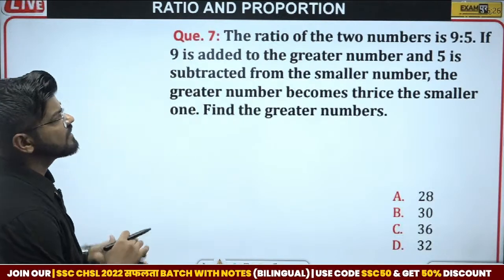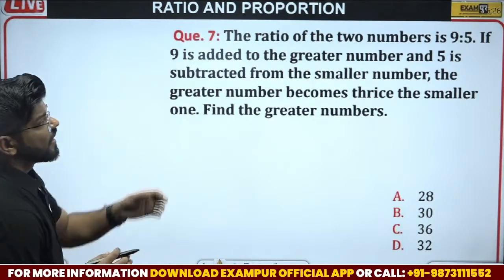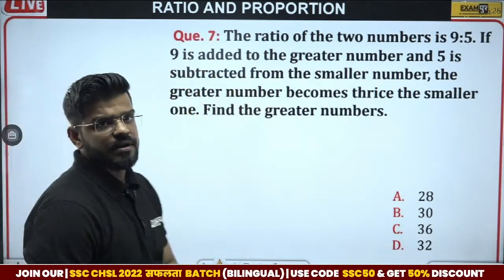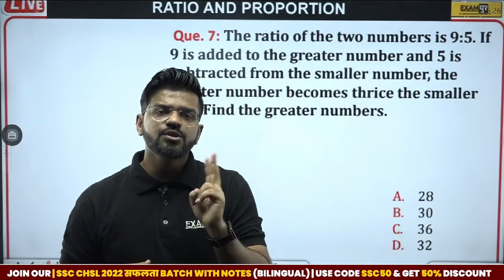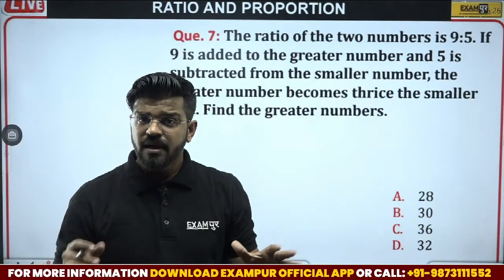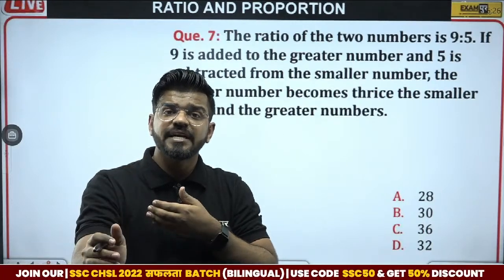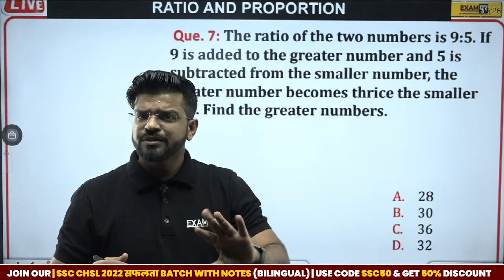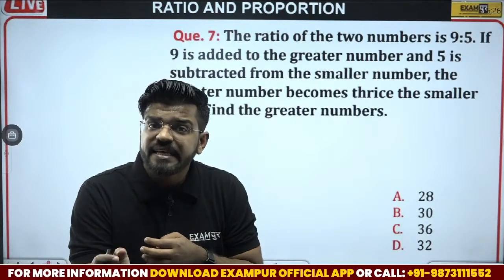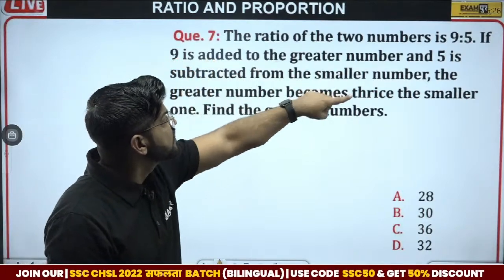Question number 7. The ratio of the two numbers is 9:5. If 9 is added to the greater number and 5 is subtracted from the smaller number. Now before that we have done two questions. In the first question, the ratio difference is the same and the time period is also the same for both the quantities, right? Both the quantities increase by 10 years. In another question, the ratio difference was not the same, but both were increasing by the same quantity. Both were increasing by 20 years. But here, the first quantity increases by 9 and the second quantity decreases by 5.